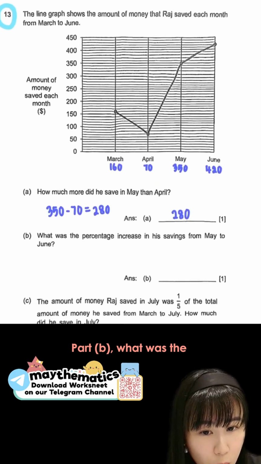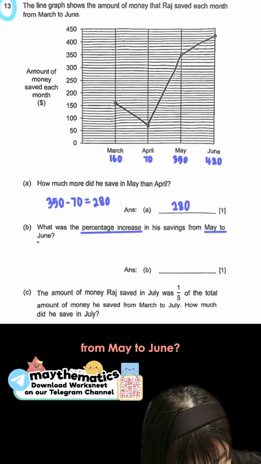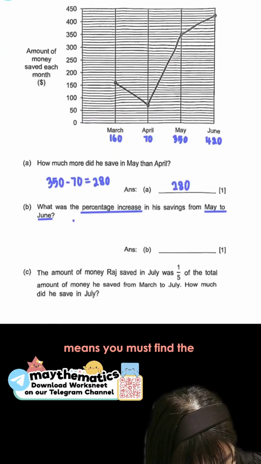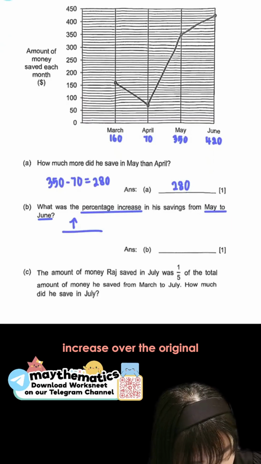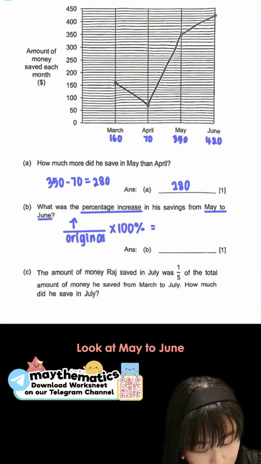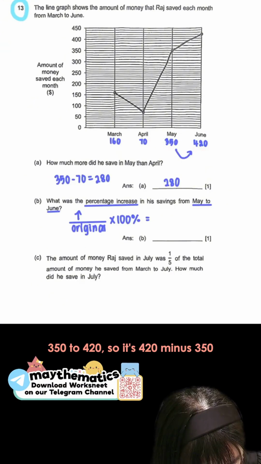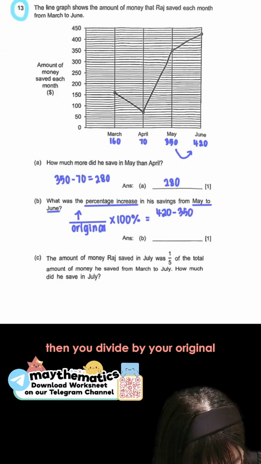Part B, what was the percentage increase in his savings from May to June? Percentage increase means you must find the increase over the original, multiplied by 100%. So what is the increase? Look at May to June, 350 to 420. So it's 420 minus 350. Then you divide by your original.